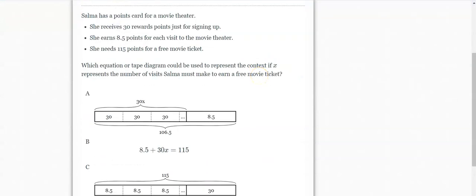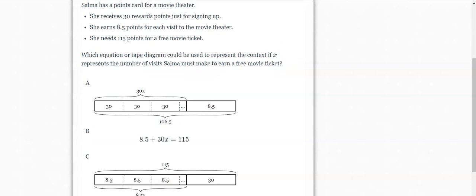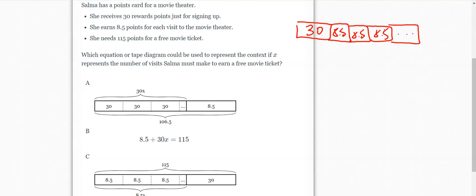Let's try one more. We can try constructing our own tape diagram. Salma has a points card for the movie theater. She receives 30 reward points just for signing up, so she gets a flat 30. So right there's our flat 30. She earns 8.5 points for each visit. So 8.5, another 8.5, another 8.5, dot, dot, dot, right? We don't know how many times she's going to go. She needs 115 points for a free movie ticket.